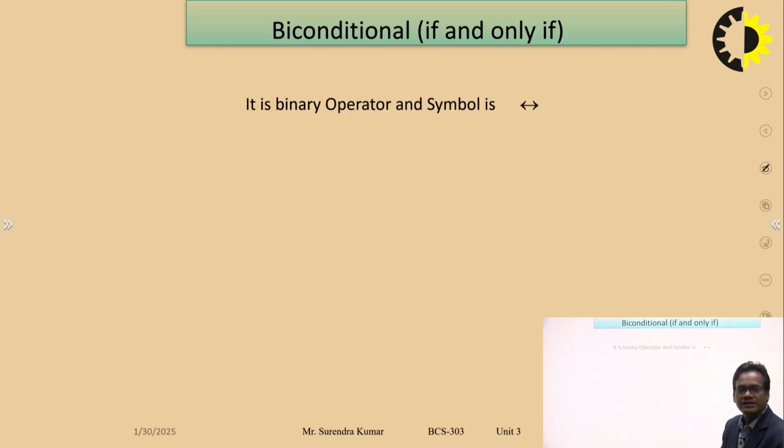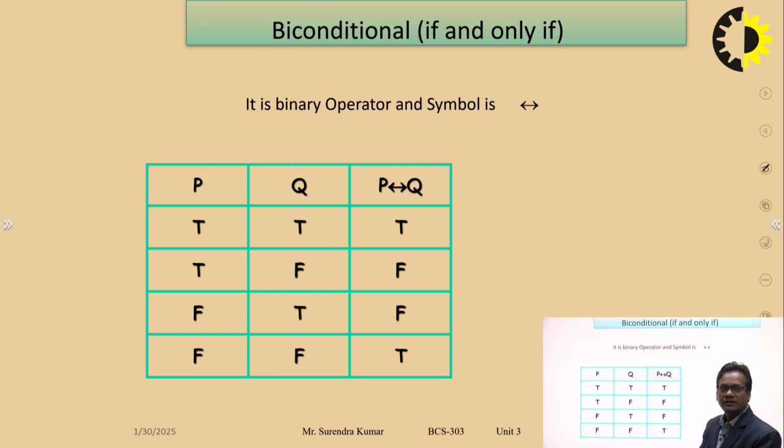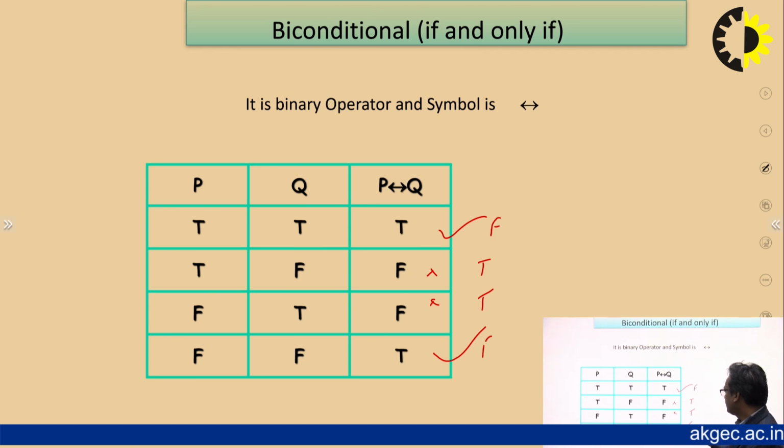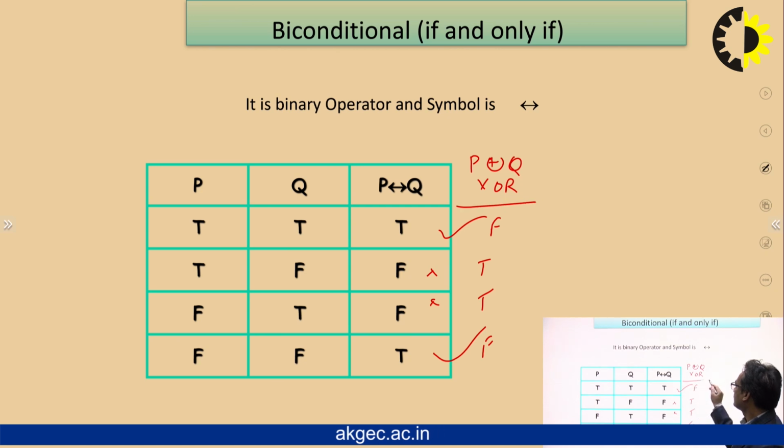If we talk about the biconditional, then if we have the same inputs, either both true or both false, then it will be true. For different inputs it will be false. So it is just the complement of XOR, right? In XOR, these are true and these are false, for P XOR Q. You can differentiate like this.